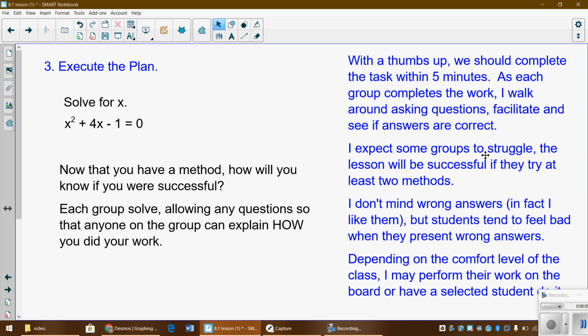I expect some groups to struggle. The lesson will be successful if they try at least two methods. I don't mind wrong answers. In fact, I like them. It gives me a chance to explain common mistakes. But students tend to feel bad when they present wrong answers.